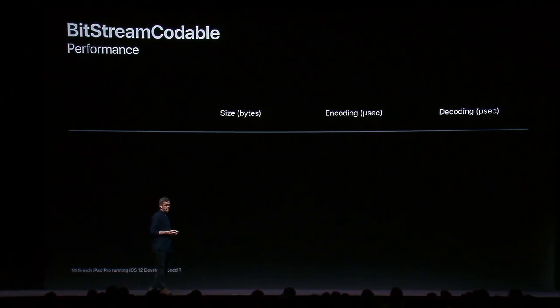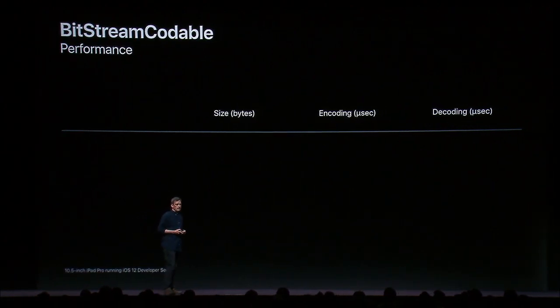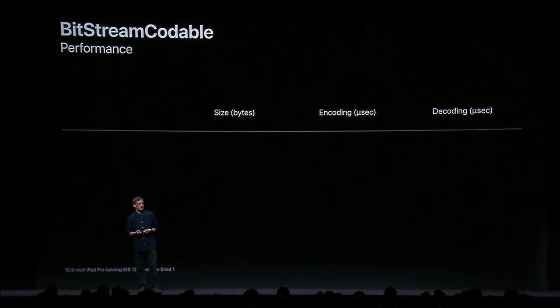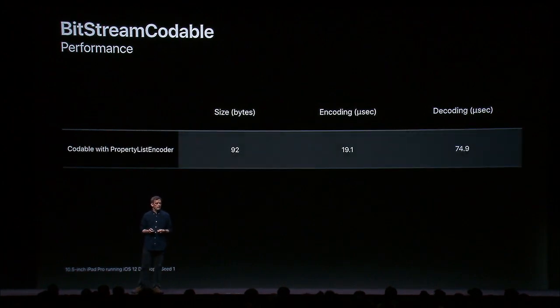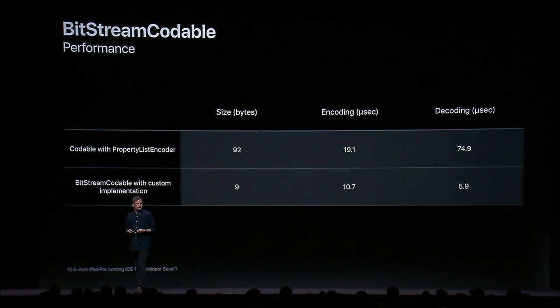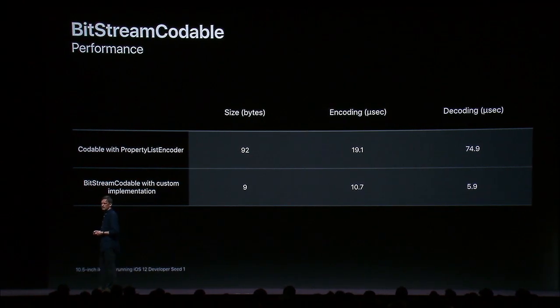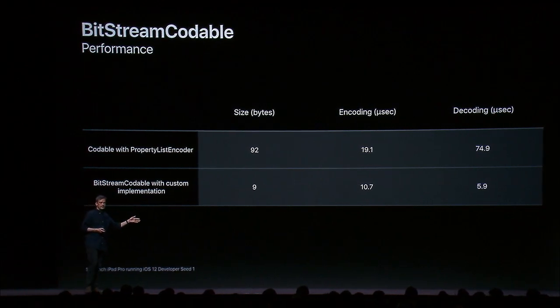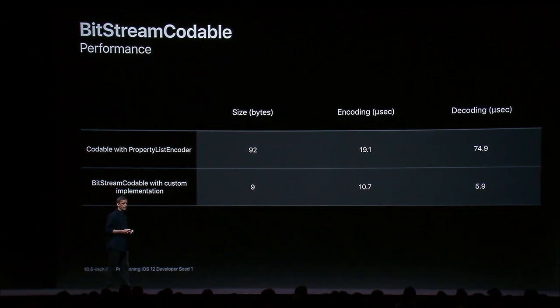So how much faster and more compact is BitstreamCodable? We ran some tests using XCTest support for performance testing, using a representative message in which we send information about object movement. The results were pretty impressive. 1/10 the size, twice as fast to encode, 10 times as fast to decode. Now, when we're talking about going from 75 microseconds down to 6 microseconds, that seems like small potatoes.